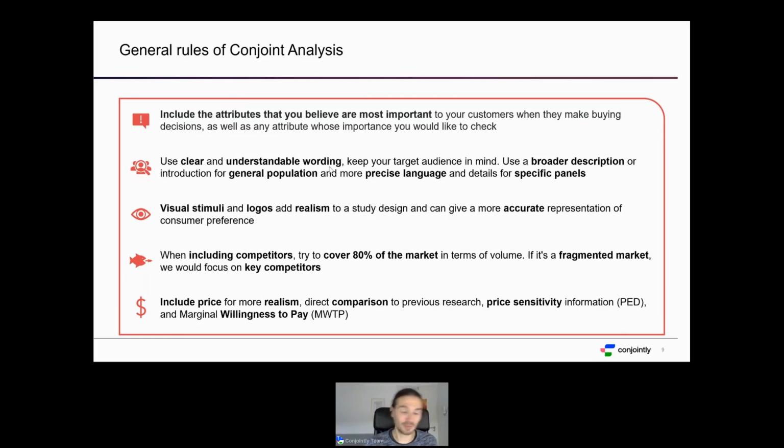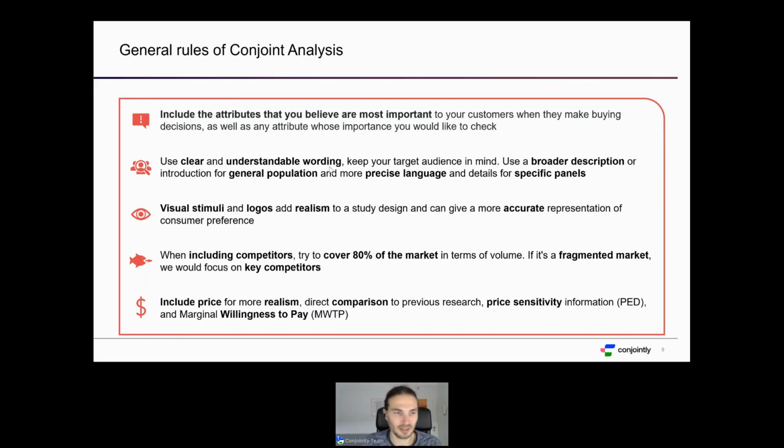And marginal willingness to pay is one I'm a big fan of. It simply shows you how much somebody is willing to pay to go from A to B. So how much more is somebody willing to pay to go from a Samsung to an iPhone, or from a 5-inch phone to a 5.5-inch phone? So price can be a very important metric here.